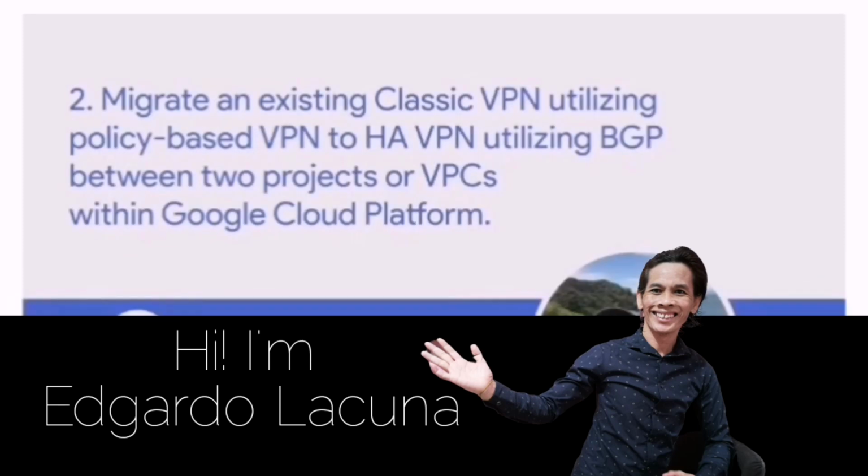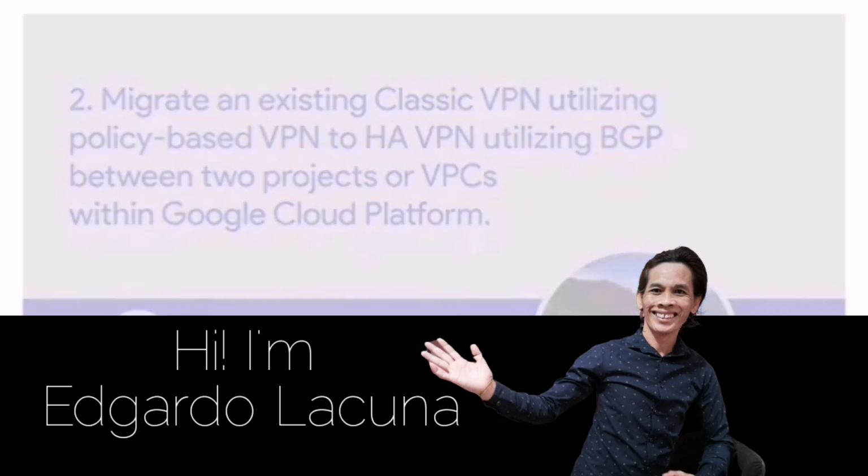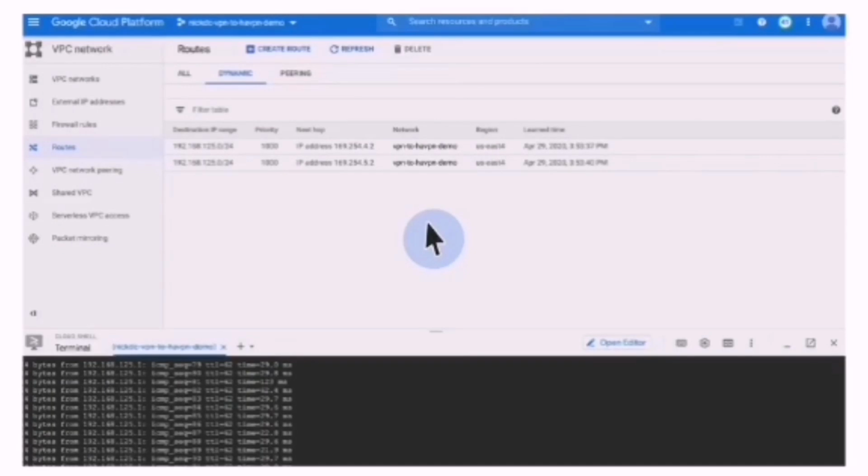Section 2. Migrate an existing classic VPN utilizing policy-based VPN to HAVPN between 2 projects or VPCs within Google Cloud. Now in this section, we'll look at configuring HAVPN tunnels between 2 projects in GCP. This migration path is used to migrate classic VPN tunnels between 2 projects in GCP to HAVPN tunnels.